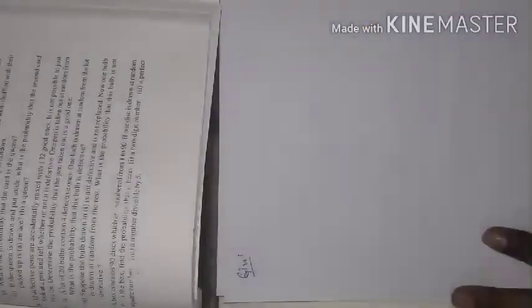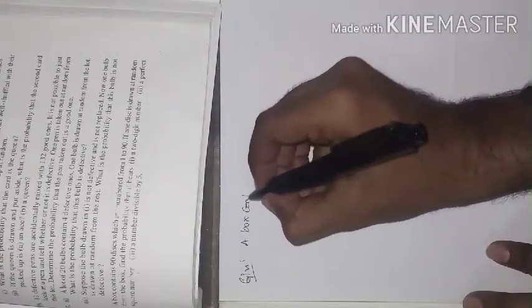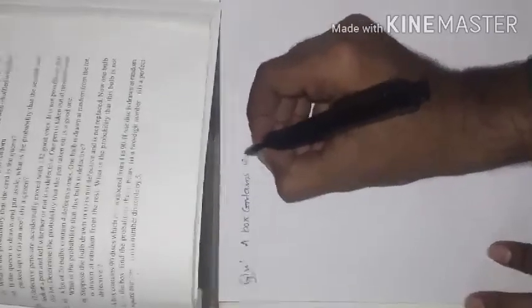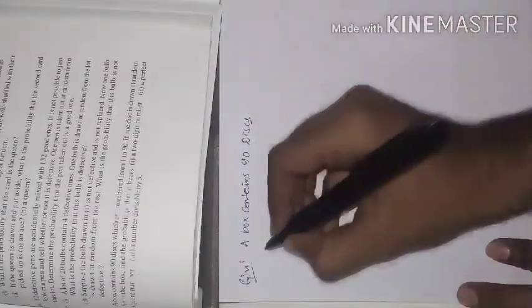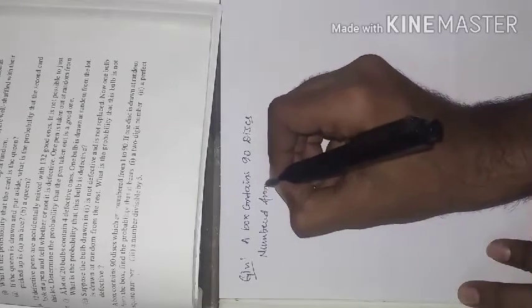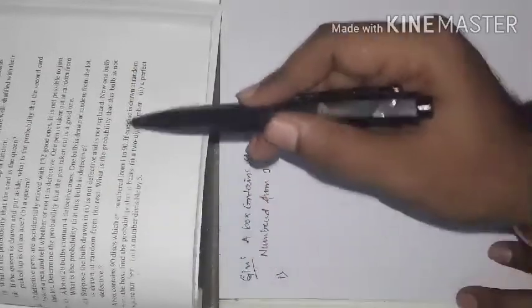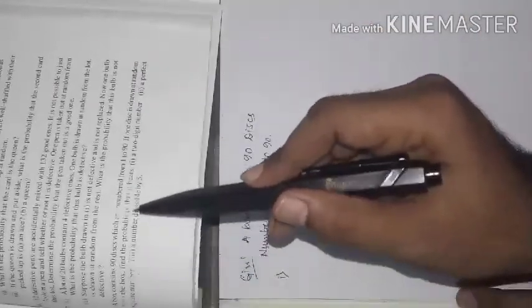A box contains 90 discs, which are numbered from 1 to 90. The first question says that one disc is taken out from the box. Find the probability that it bears a 2-digit number.